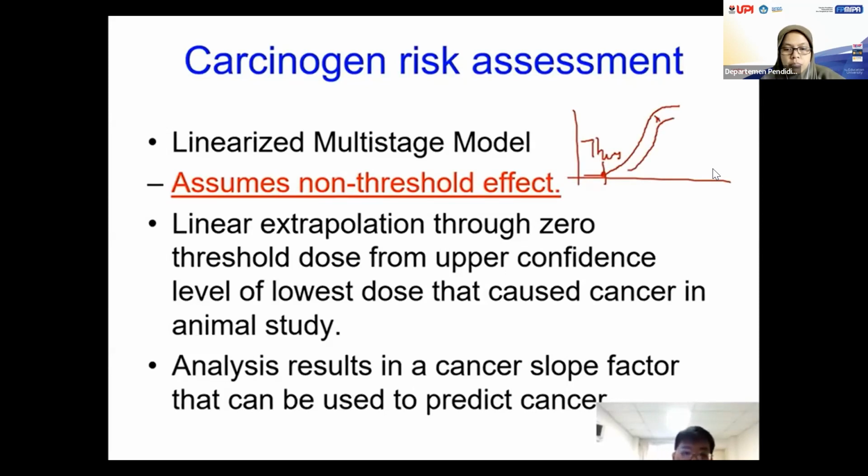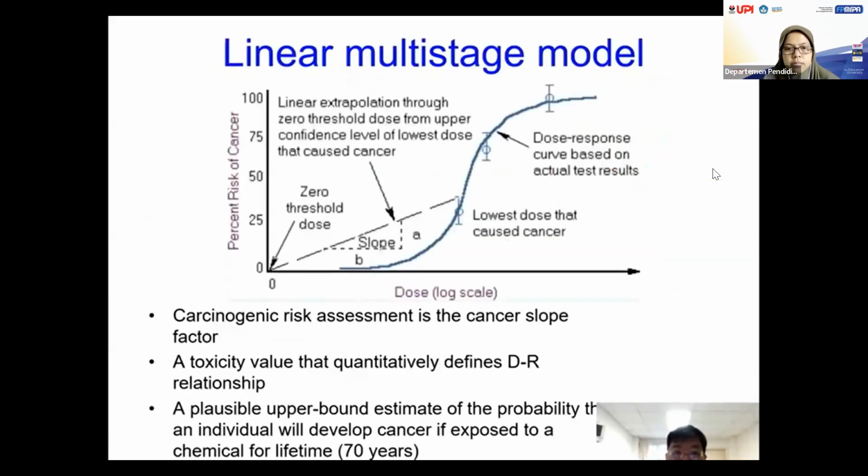So for this carcinogen, we actually assume that there's no threshold effect. There's no such thing as this region. So it always starts from zero. And we extrapolate from zero based on the upper confidence level of the lowest dose that causes cancer in an animal study. So we analyze the slope to look into the carcinogenic effect of that particular carcinogen. So this is how it looks.